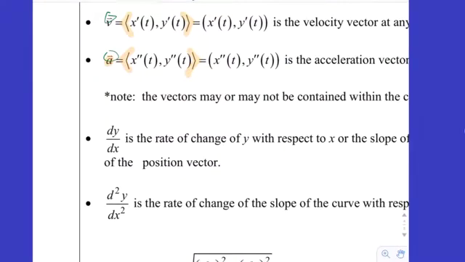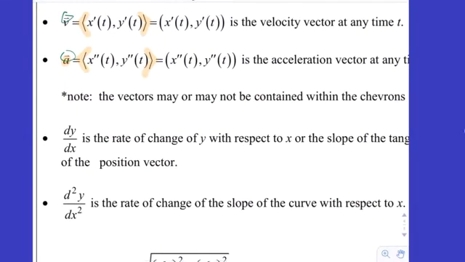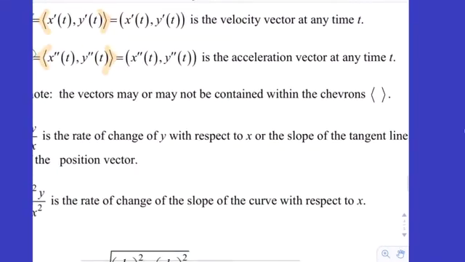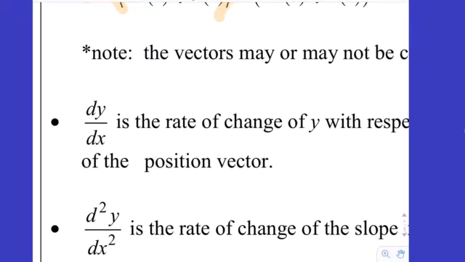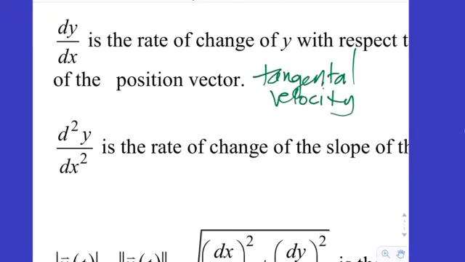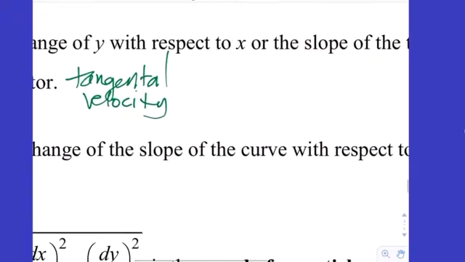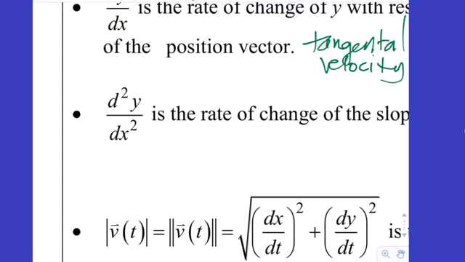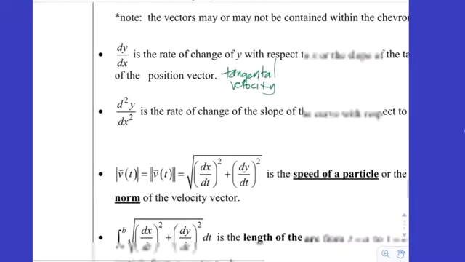dy/dx, we've already talked about that. That's the rate of change of y with respect to x. It's still the slope of the tangent line. It's your tangential velocity, if you want to add that in there. That is your tangential velocity if you were to break out of the curve. And d squared y over dx squared is still the concavity of the curve, but it gives you the acceleration.